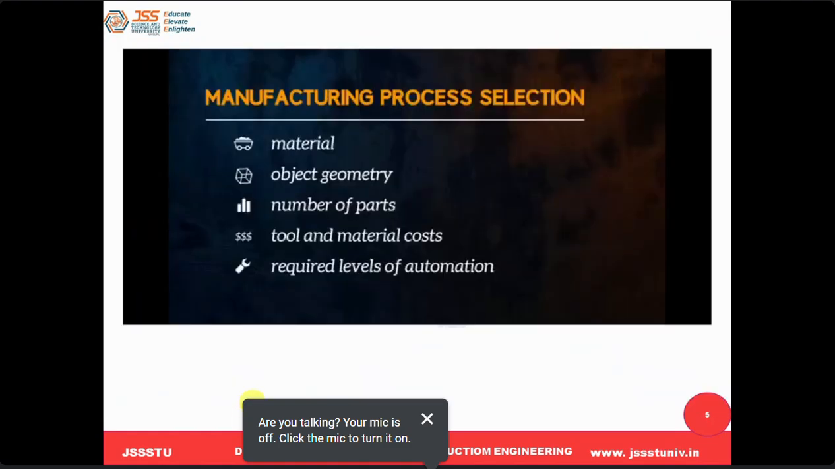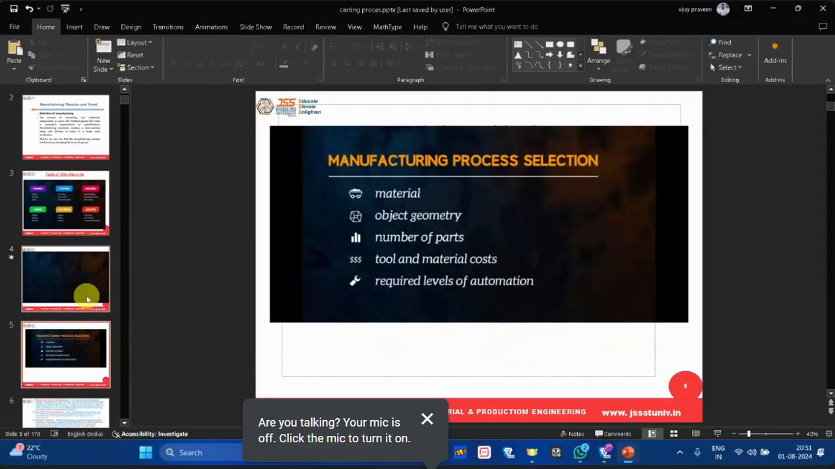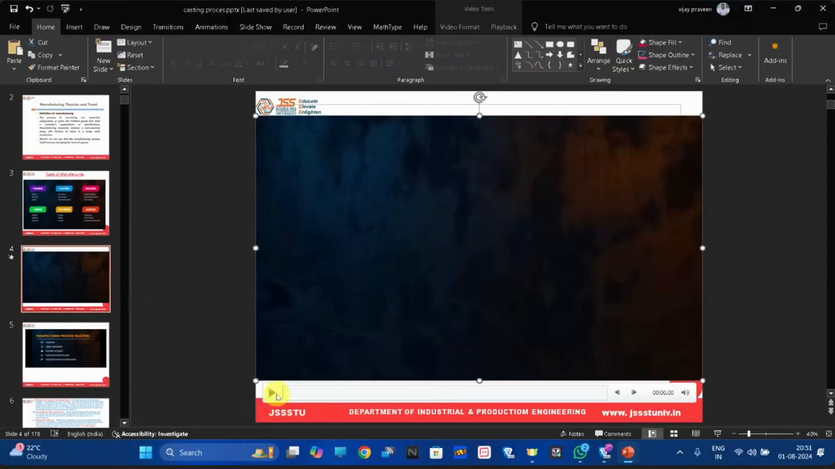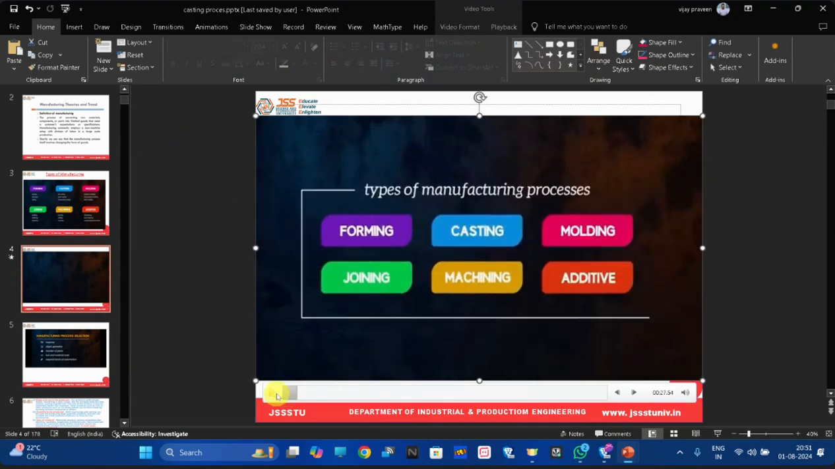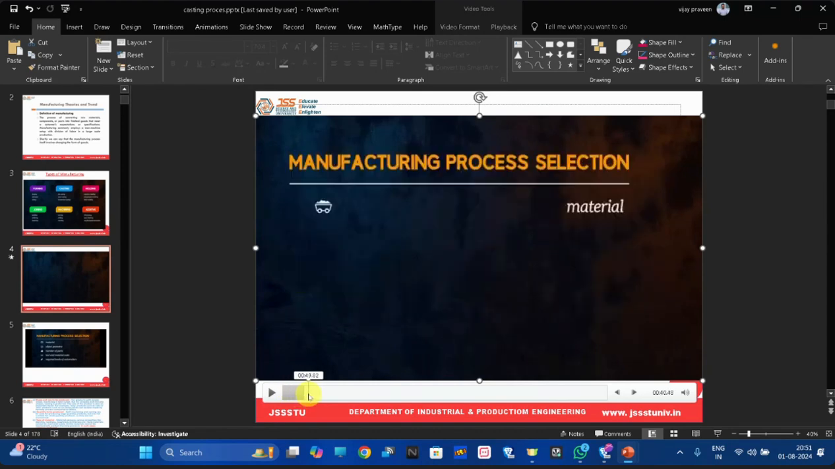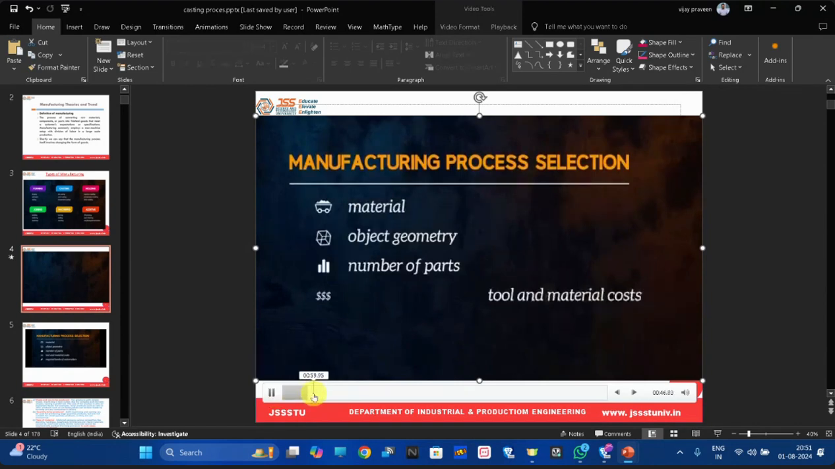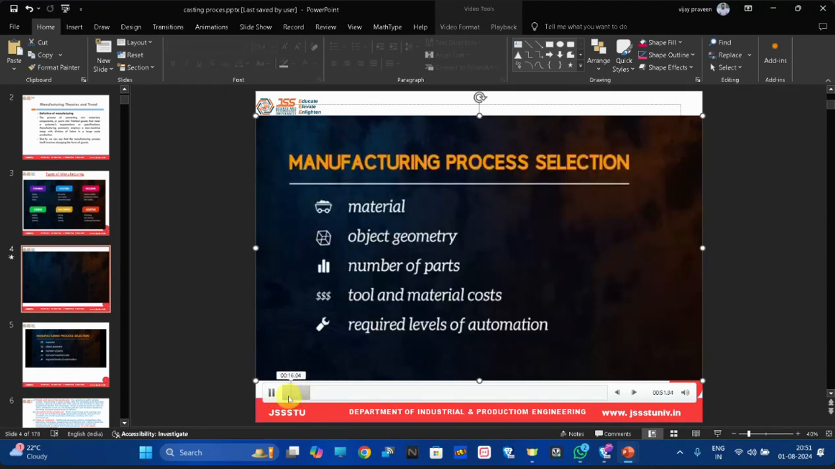See, the thing is, first he said what the different types of manufacturing processes are. Then, to select which one we need, it is based on the selection process, which depends on different types of factors. What are the factors he's saying? One is what type of material we are going to manufacture. Based on that, we need to select the type of manufacturing process.